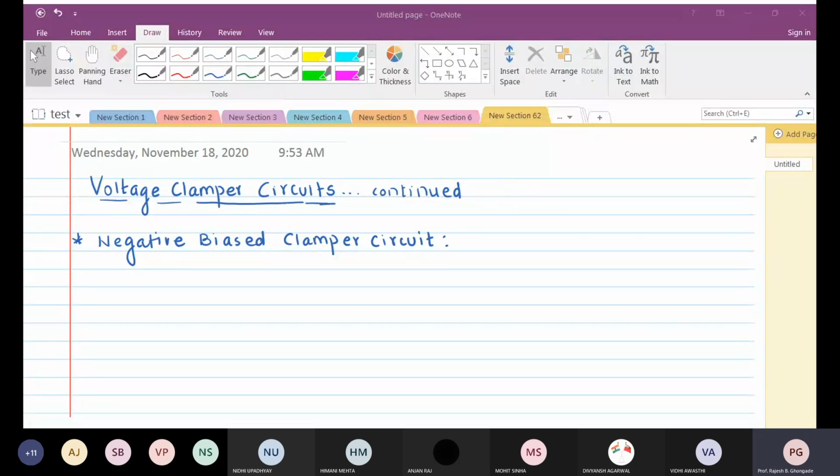I hope you are able to see the screen. No, OneNote page. Yes, sir. Yes, sir. Okay.